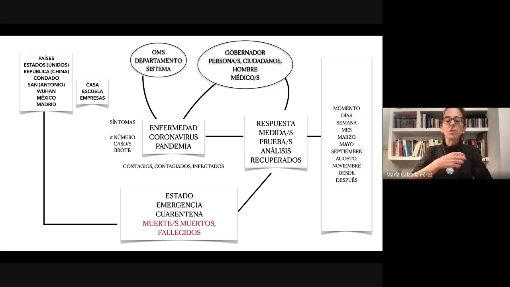At the top, we have, again, institutions like the WHO organization, but also more general terms like department or system. And then you also have people that are associated with COVID-19, but again, more general terms to refer to people. We do not have names now. We have keywords like persona, ciudadanos, hombre, or médico, doctor.